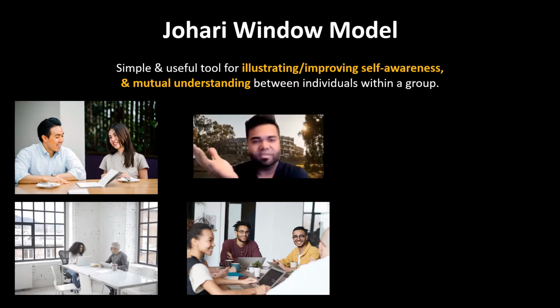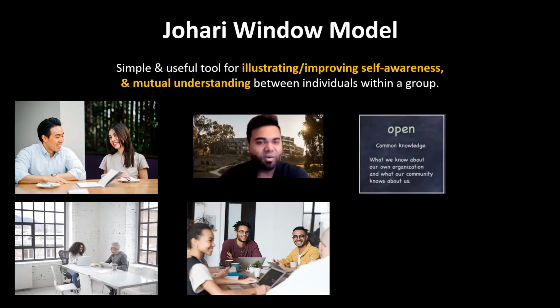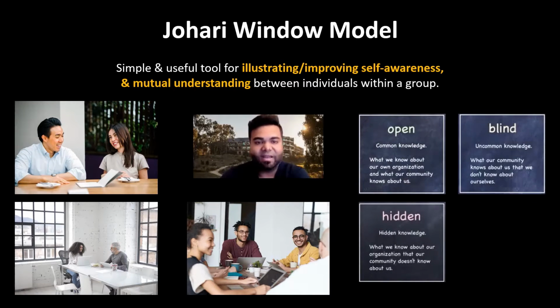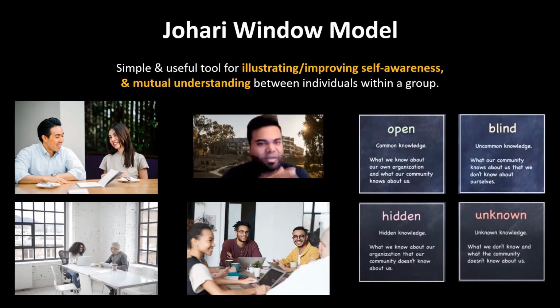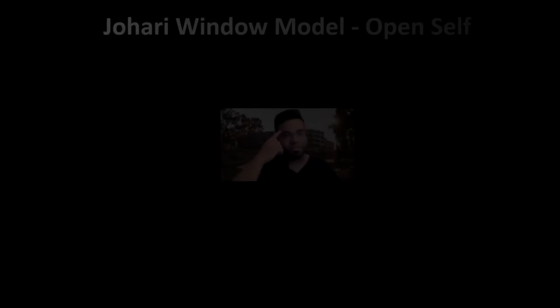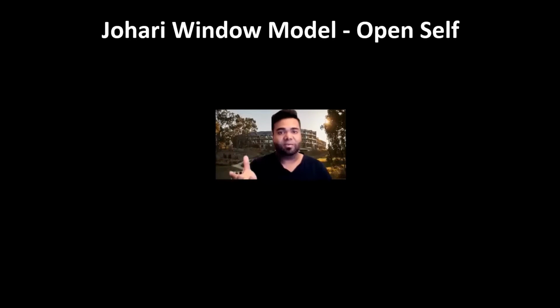The window consists of 4 segments, or 4 squares, of human interaction: open, hidden, blind, and unknown. So these are the 4 criteria or categories of human interaction. All of these elements together provide a comprehensive view of the individual. The Johari Window can be used as a model to guide one's personal development through self-reflection and personal action.